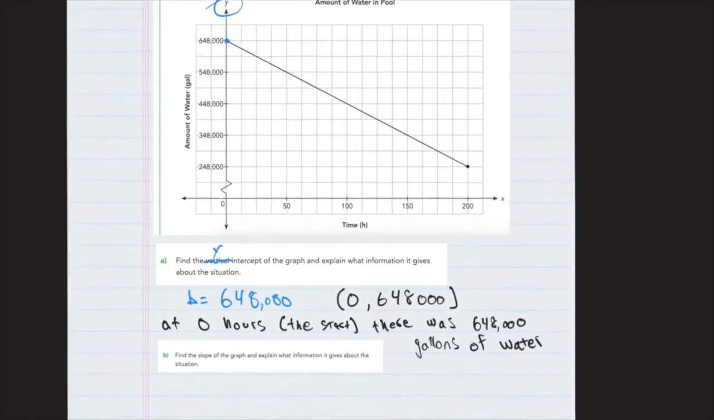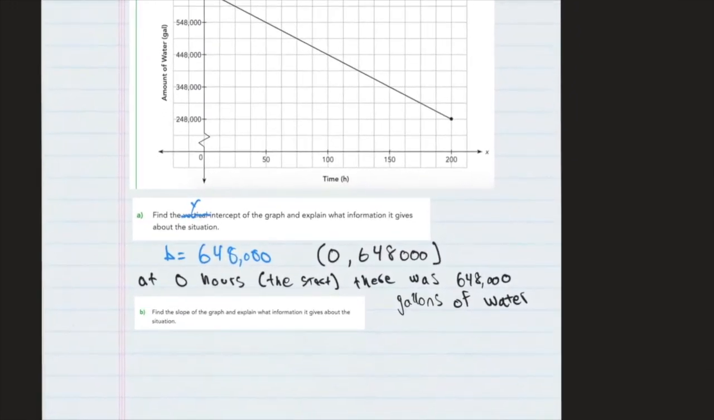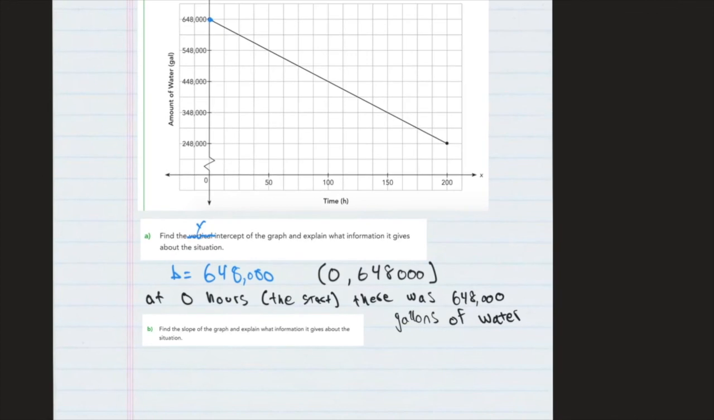Right. The next question is to find the slope of the graph and explain what information it gives about the situation. So let's see, we have 2 points they give us. We've got (0, 648,000), and then they give us one other point, and that's (200, 248,000).